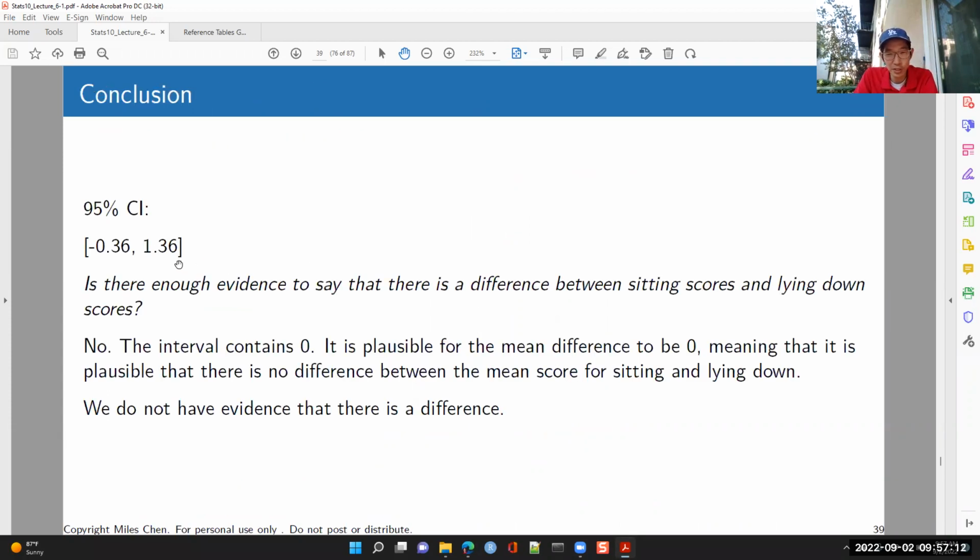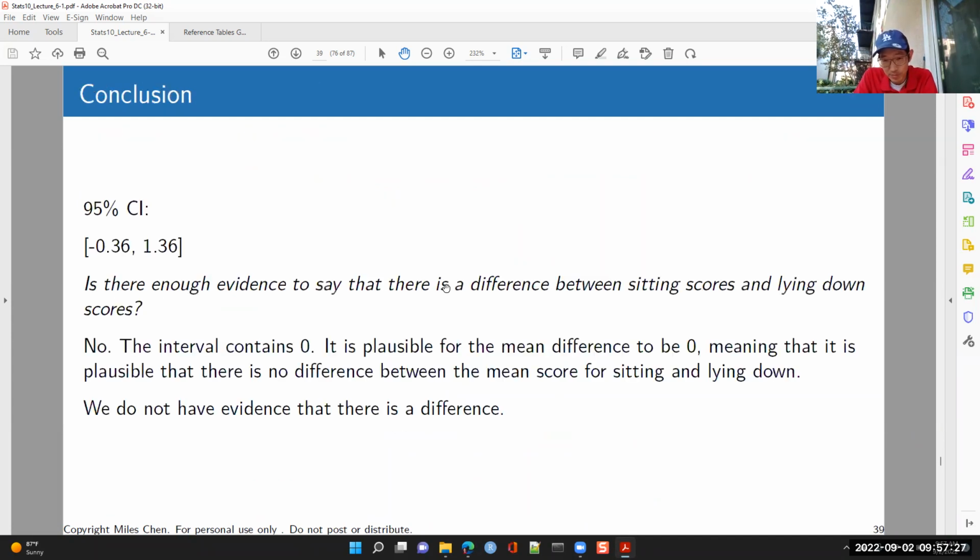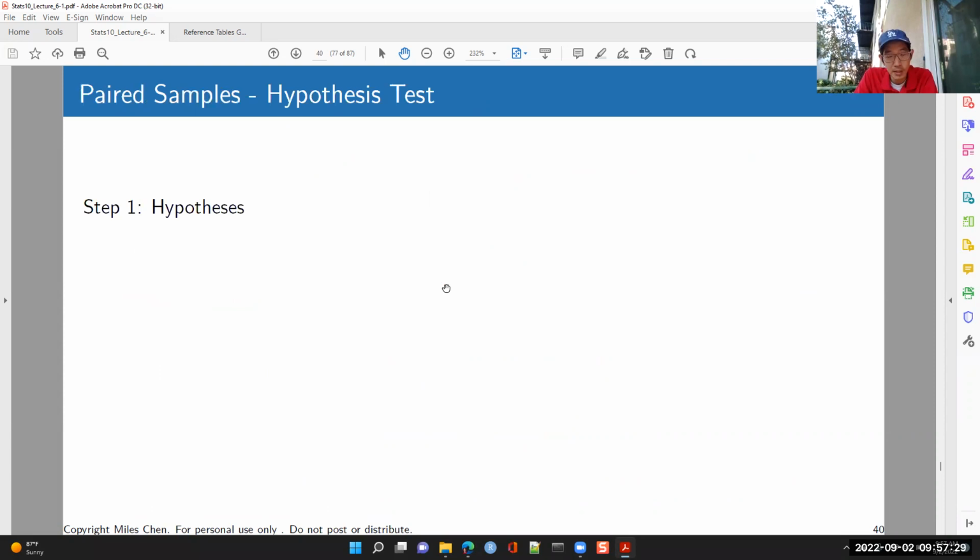So if this is your resulting confidence interval, what kind of questions can you answer? Sorry, I'm skipping over this because it's the exact same situation as doing a confidence interval for one sample. Okay.